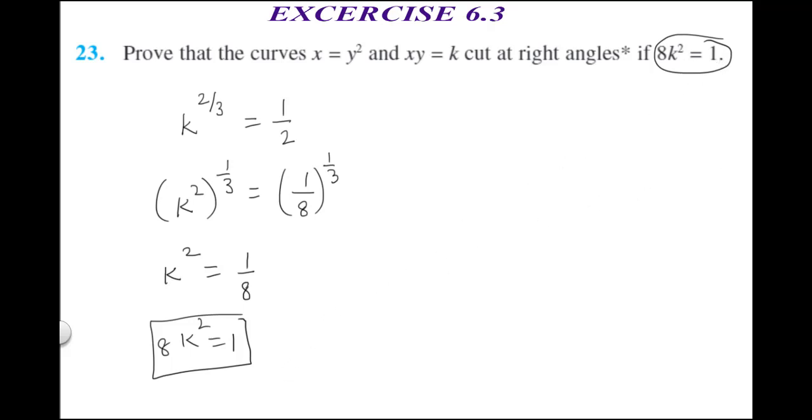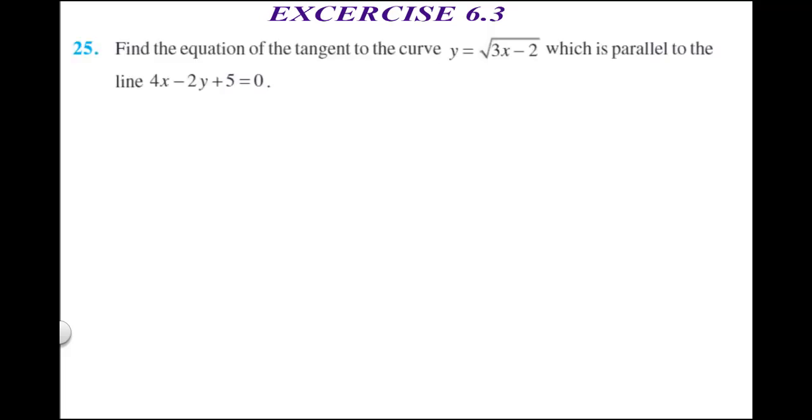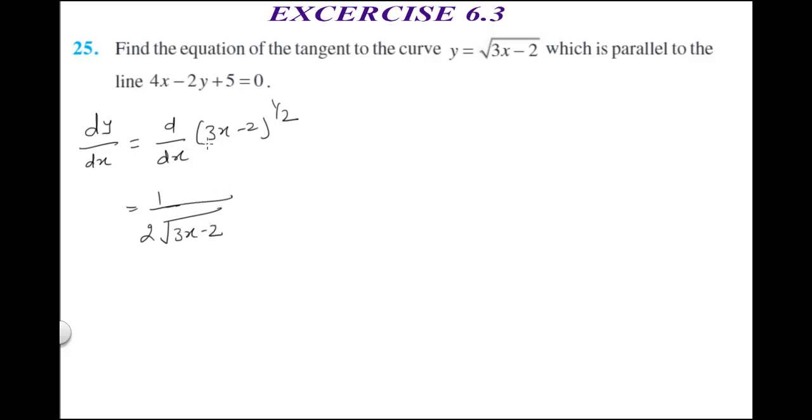Clear? Let us solve another question. Here comes the next question, question number 25. In question number 25, it is given that we must find the equation of the tangent to this curve which is parallel to this line. Hence the slope of the tangent and this line will be equal. So let us find the slope of it. dy by dx equals d by dx of 3x minus 2 to the power half. So we will get 1 divided by 2, 3x minus 2, and the differentiation of 3x minus 2 will be 3 only. Clear? Now this is equal to the slope of this line.